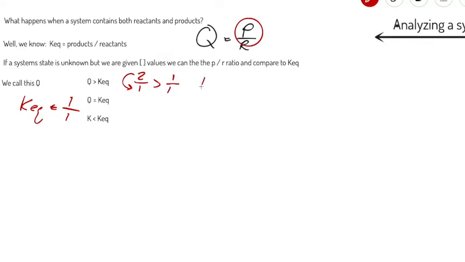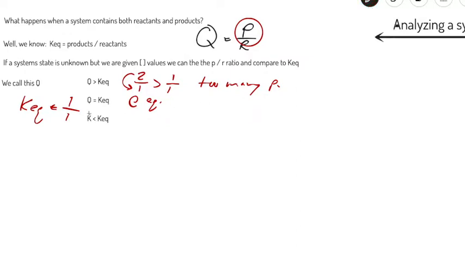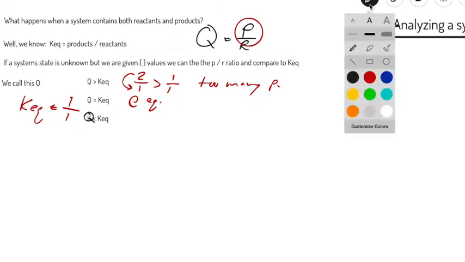This means we have too many products. In this case here, they're the same, so we're at equilibrium. In our third case here, unfortunately there's a little bit of a typo, so we'll correct that. If Q was less than KEQ, what must be happening? Anyone?